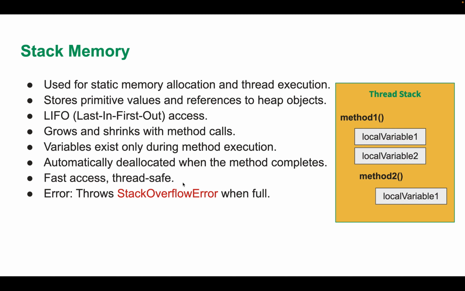Stack memory in Java is responsible for static memory allocation and thread execution. It stores primitive data types and references to objects allocated in heap memory, following a last-in, first-out structure. As methods are invoked, memory is dynamically allocated, and it shrinks as methods complete. Variables within the stack only exist for the duration of the method.